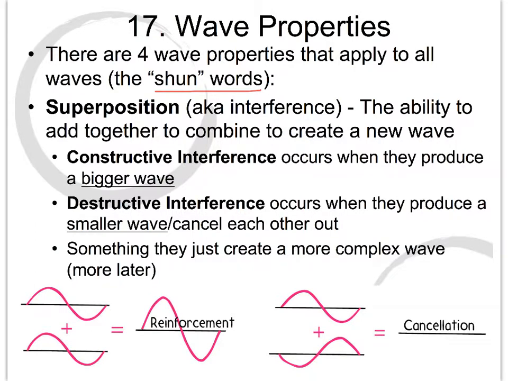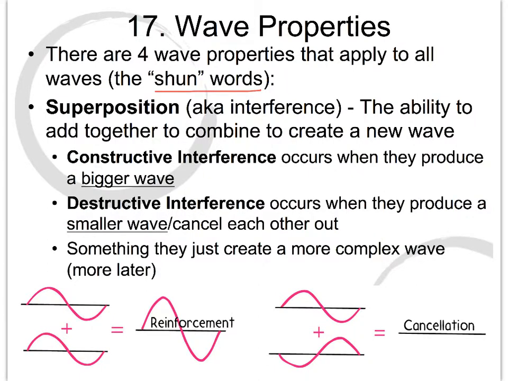And that is the ability of waves to add together and combine to either create a bigger wave, to cancel each other out, or to create a more complex wave. In all cases, it's just creating a new wave. Two kinds of superposition that we have are constructive interference and destructive interference.